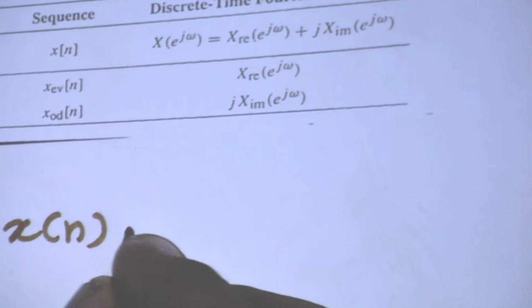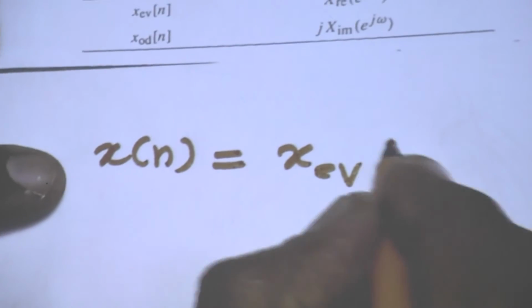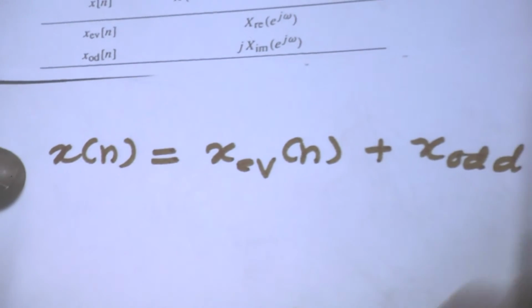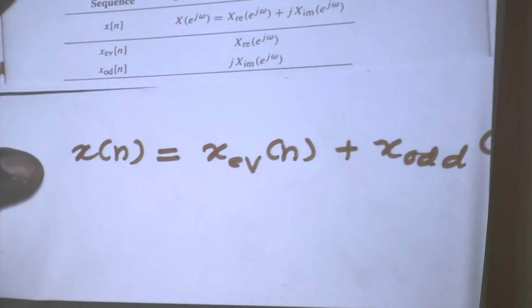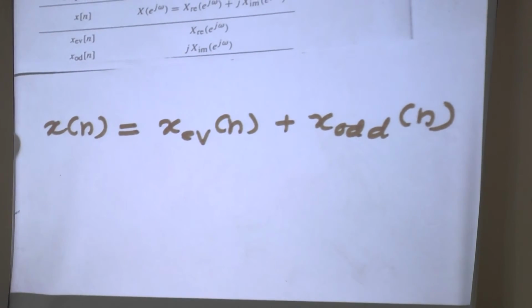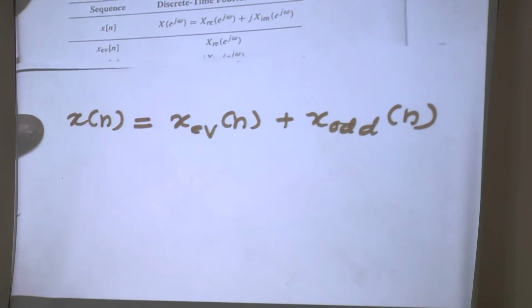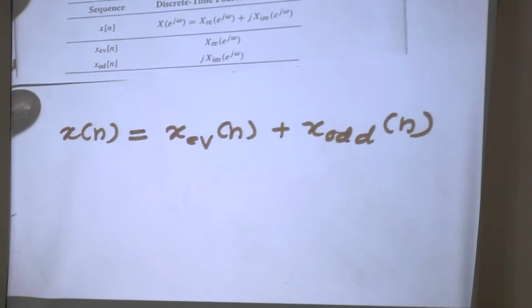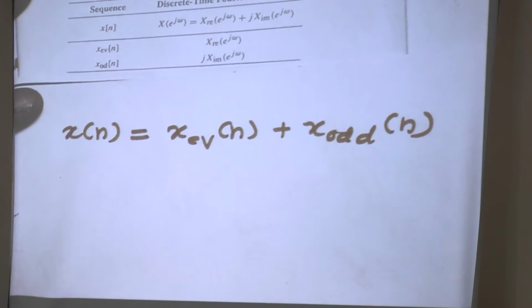x[n] can be written as x even[n] plus x odd[n]. Any sequence can be written in the form of an even and an odd function. Every function can be written as the sum of an even function and an odd function.